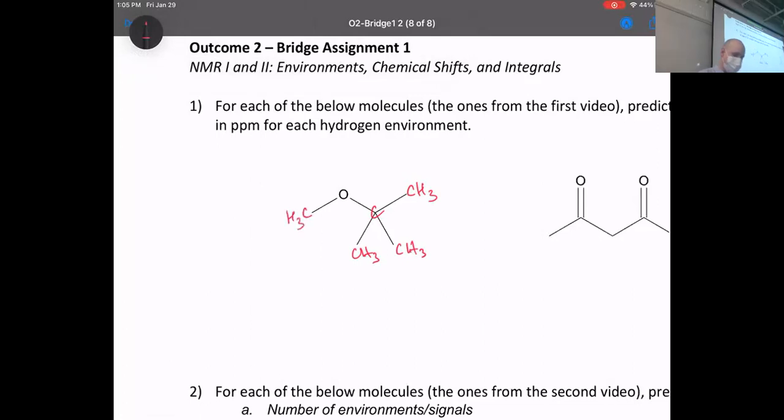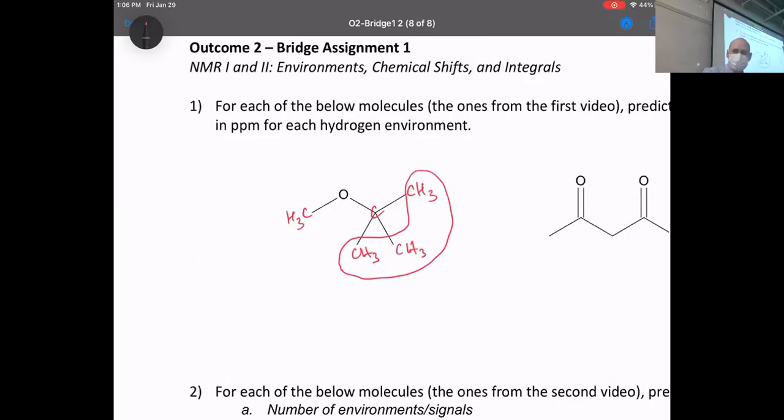And then there's 3 hydrogens over here as well. So this molecule has 4 different CH3s. How many of them are perfectly identical? 3. Right, so 3 of the CH3s. These 3 over here are exactly identical. Identical means the same thing it did when we were figuring out R and S. They're the exact same number of bonds away from the exact same things.